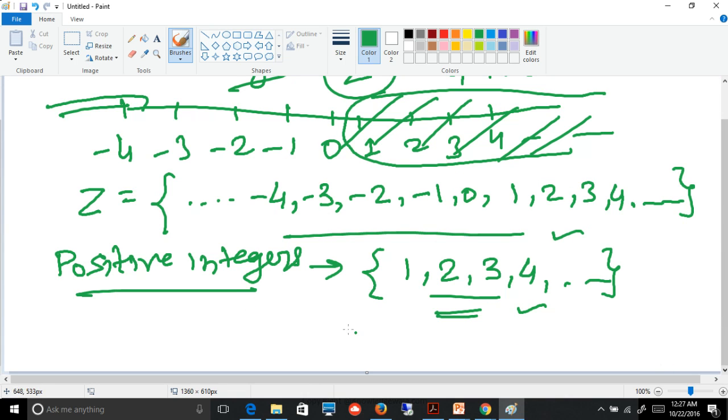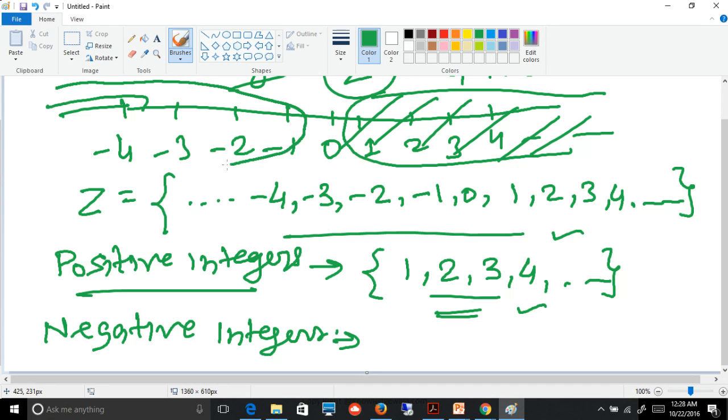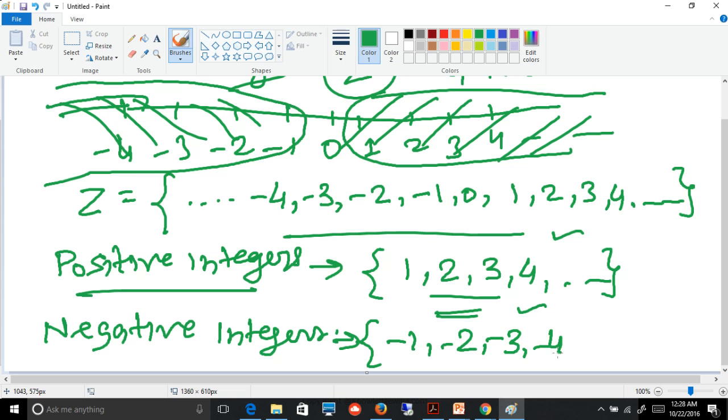Now we will learn about negative integers. What are negative integers? The numbers which are on the left-hand side of 0 are called negative integers. You can say the set is -1, -2, -3, -4, and so on. Now you got it, what is positive and what is negative. The right-hand side of 0 is called positive integers, and the set of numbers on the left-hand side of 0 are called negative integers. So this is all about integers, positive integers and negative integers.